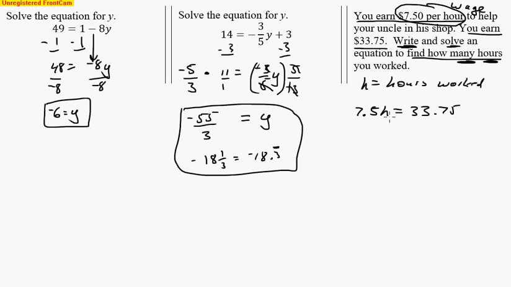$33.75. So from this point, I divide by 7.5, move the decimal point over one space in both the divisor and the dividend. You got to make the decimal point in the divisor all the way over so it becomes a whole number, and then do the division. So H ends up equaling 4 5/10. So 4 5/10 hours is our answer.